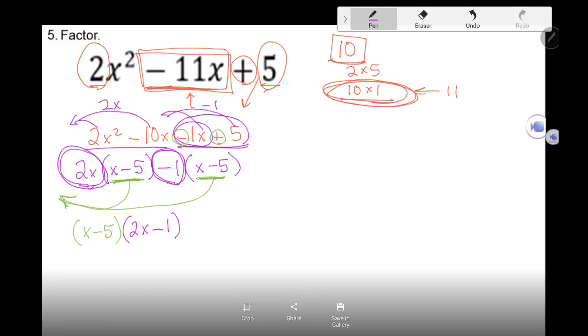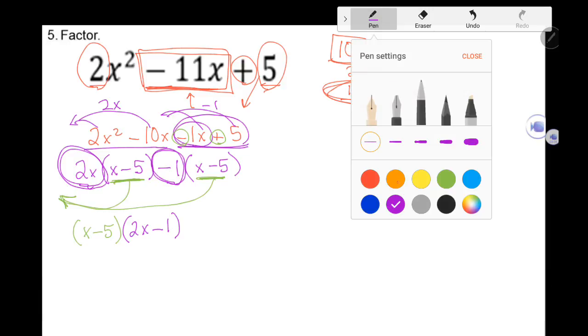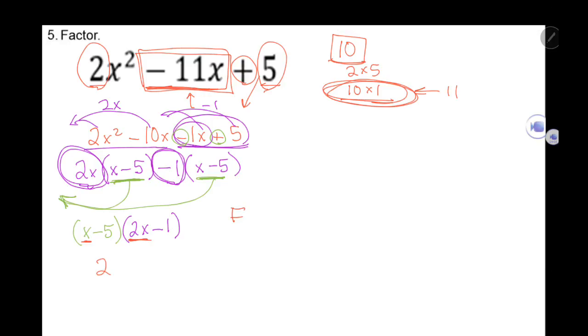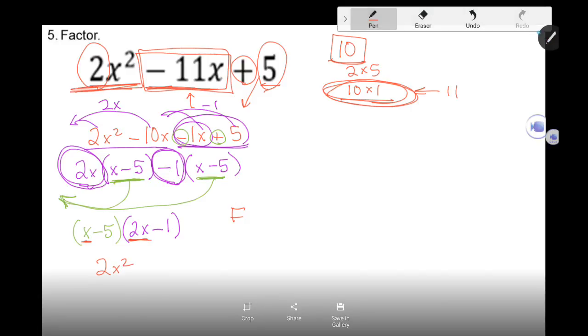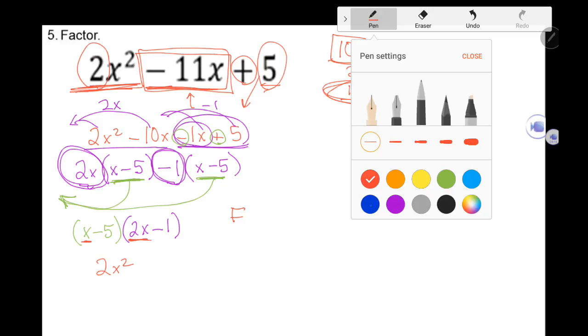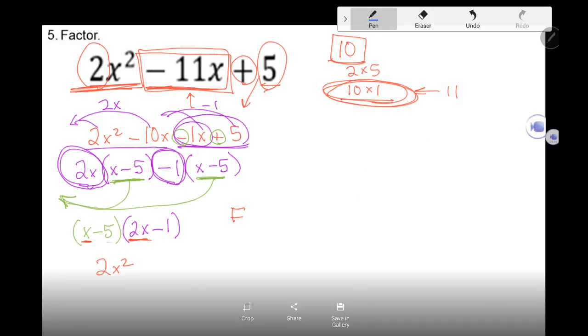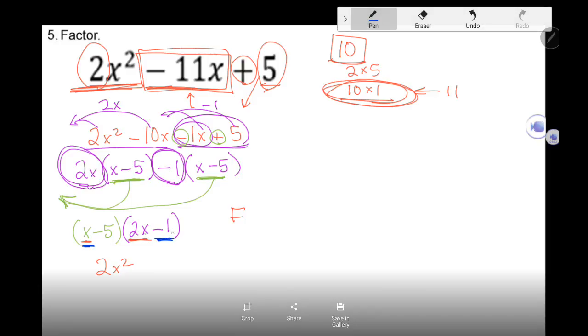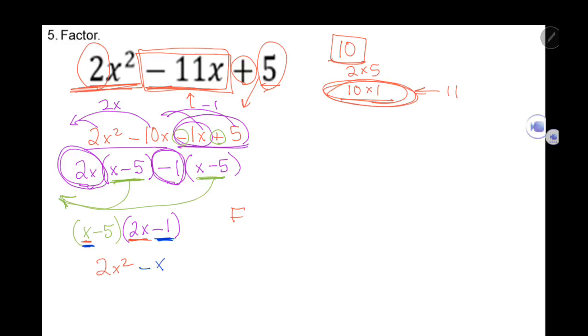Well, let's FOIL it out and see. Here's the first ones. That's the FOIL, right? There's the first. So I say 2x times x is 2x squared. Well, so far so good. I got 2x squared. And then another color, let's see, I'll do blue. Okay, so now the outside. The very outside times the very outside. X times minus 1 is minus x.